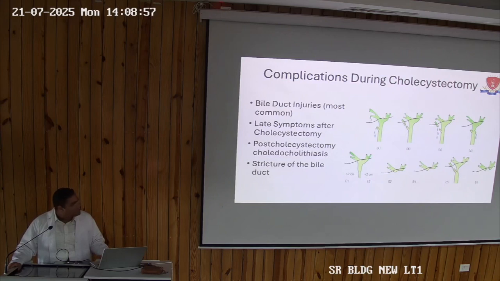In figure C, a bile leak is from the divided right posterior sectoral duct, as you can see here. In figure D, there is a bile leak from the main bile duct without any major tissue loss.